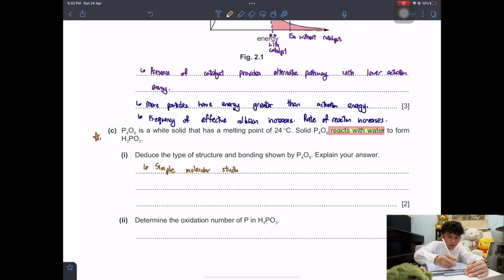Okay, why is it so? Because do you see that they say the melting point is so low? So the melting point is 24. The reason being, you have a low melting point, right? At the same time, do you see that it hydrolyzes in water? So it shows the presence of covalent bonding between my P and oxygen. The reason being, it hydrolyzes in water, right?